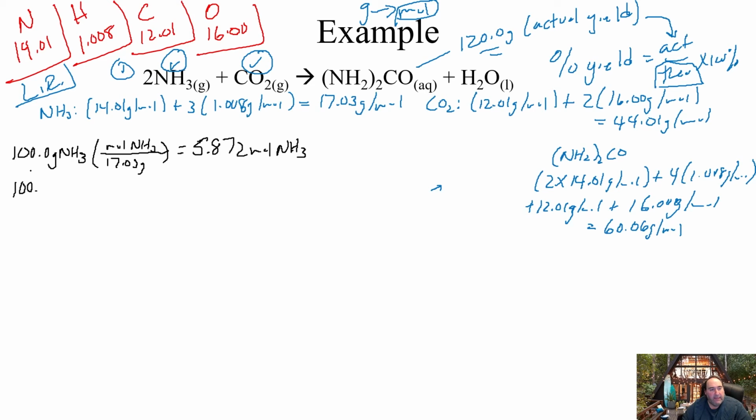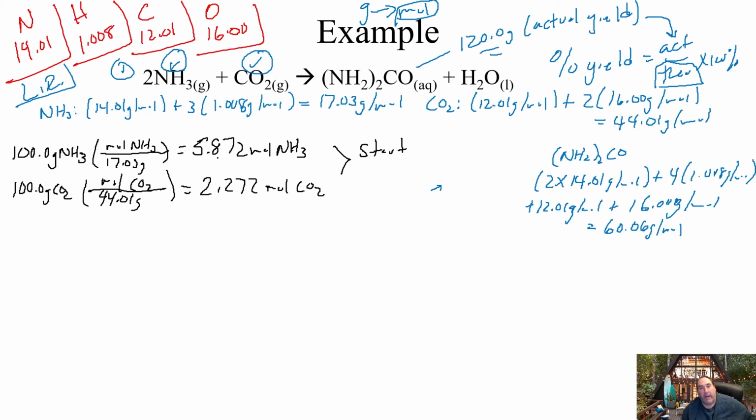We're going to do the same thing for our CO2. So we got 100 grams of CO2 divided by 44.01 grams per mole of CO2. That gives us 100 divided by 44.01, which gives us 2.272 moles of CO2. This again is going to be our starting amount of each of these reactants.